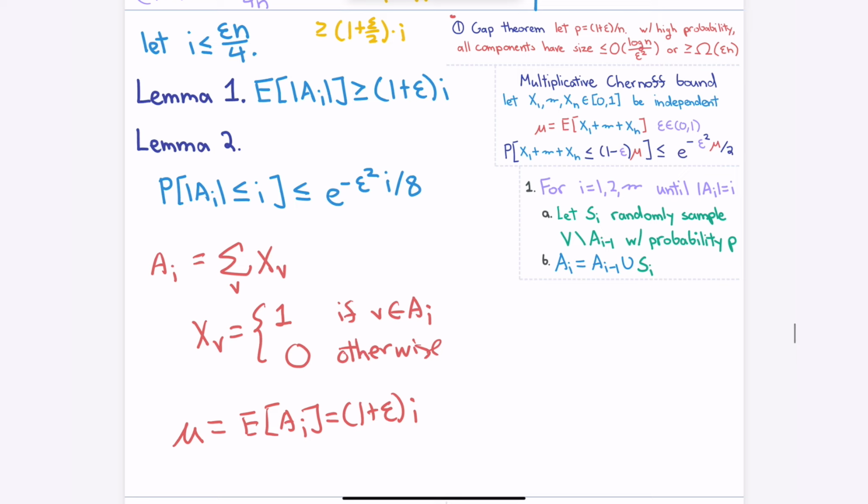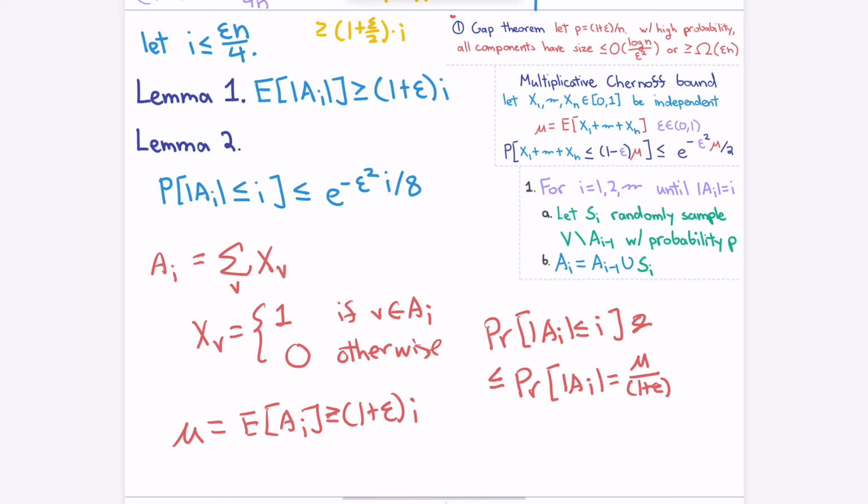Good. So now the probability that AI is less than or equal to I, I can write this as at most, well, let me write it this way first. It will be exactly equal to something like mu over 1 plus epsilon, because mu is at least 1 plus epsilon times I. And to make this a little more convenient, I'll give up a factor of 2. I'll say, what are the odds that it's at most 1 minus epsilon over 2 times mu? That should come out to even bigger than I.